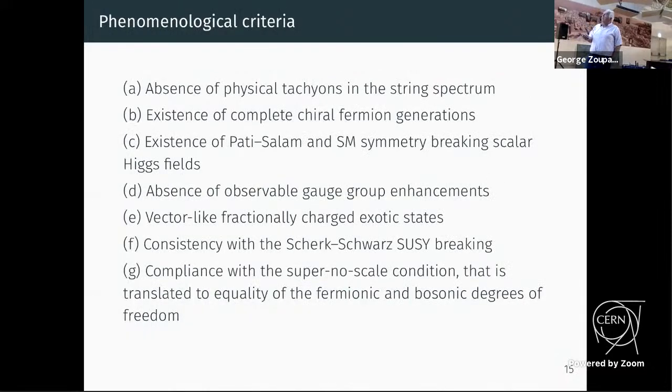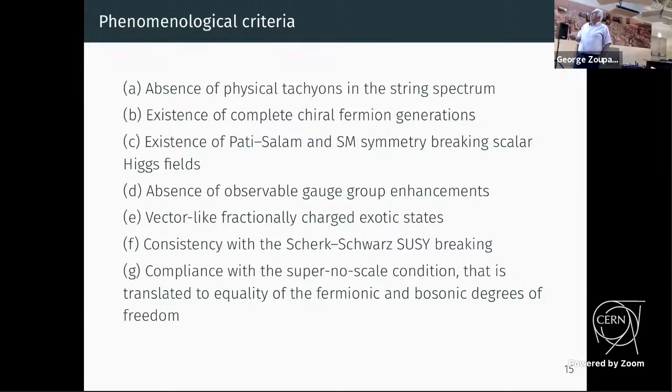So, in order to select among these vectors, I'm going to impose a set of criteria, and I'm going to check if there are any models that meet all these criteria. The first is the absence of physical tachyons in the strict spectrum. As soon as we quit space-time supersymmetry, there's no guarantee that the tachyons don't appear in the strict spectrum, and one has to take care to project them out.